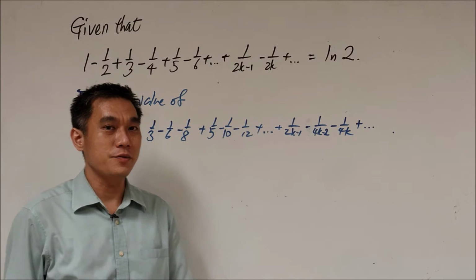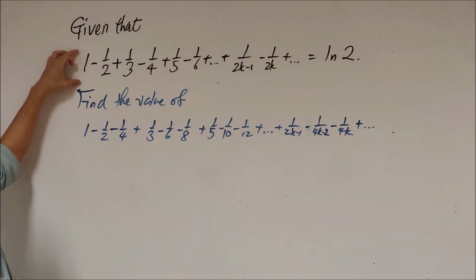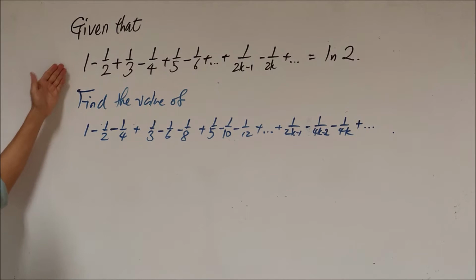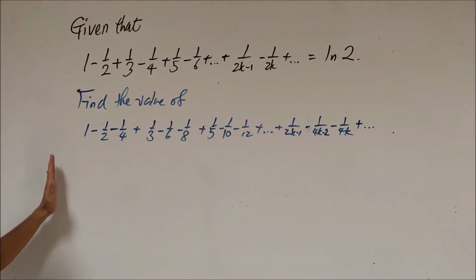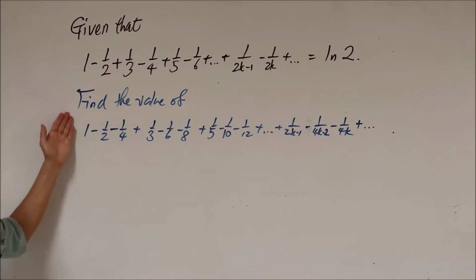For today's lesson, we are going to look at a series. Given that the first series converges and the answer equals log 2. All the terms in the first and second series are exactly the same, it's just that the orders are different. So what will be the value for the second series?